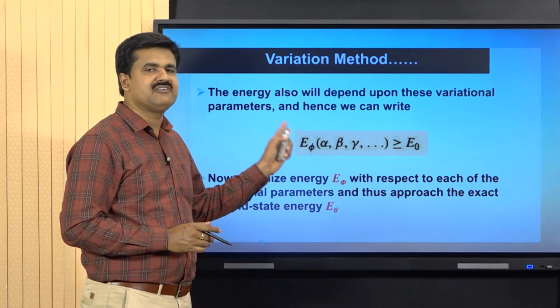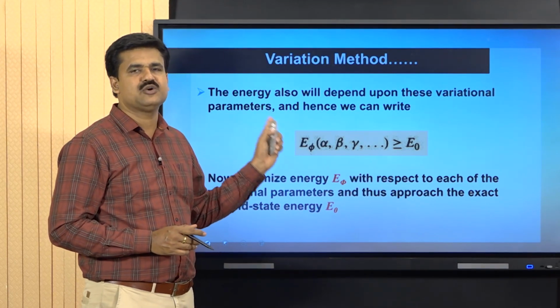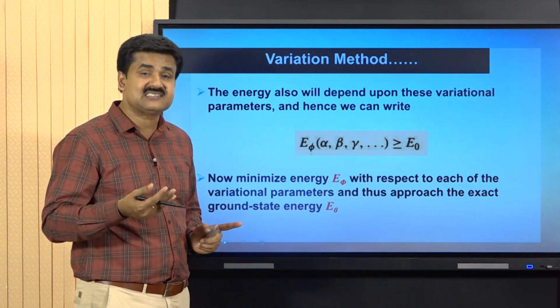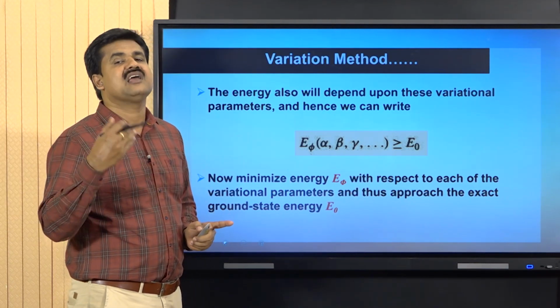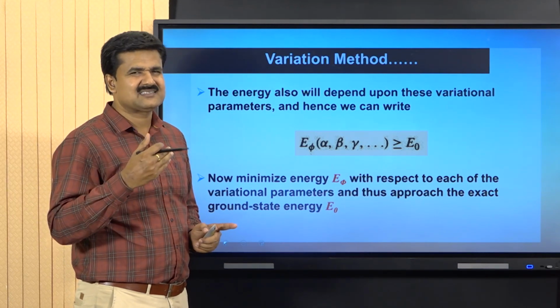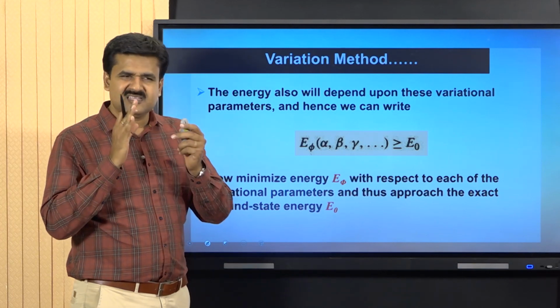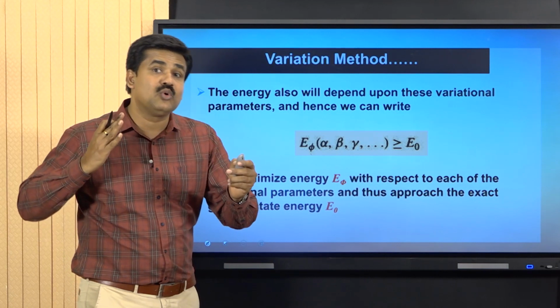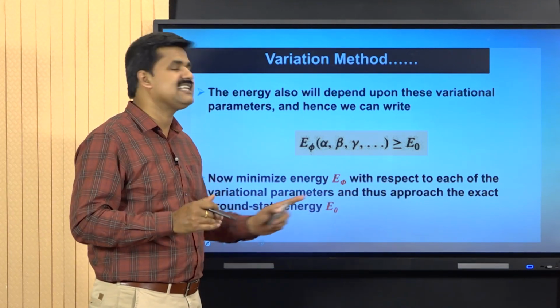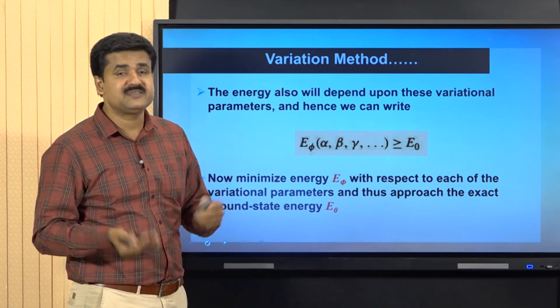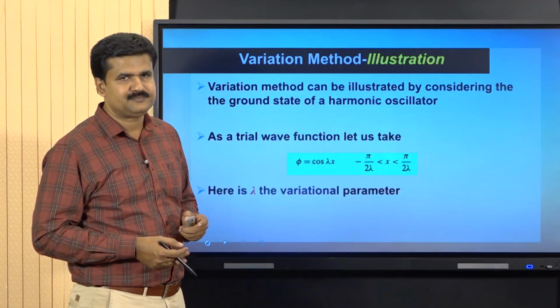So first we have to determine E phi, or the energy of the system, by using a trial wave function. Then we have to minimize E phi, the calculated energy. That minimization gives an approach where the minimized energy is closer to the ground state energy E0. This is the procedure we generally adopt in the variation method.